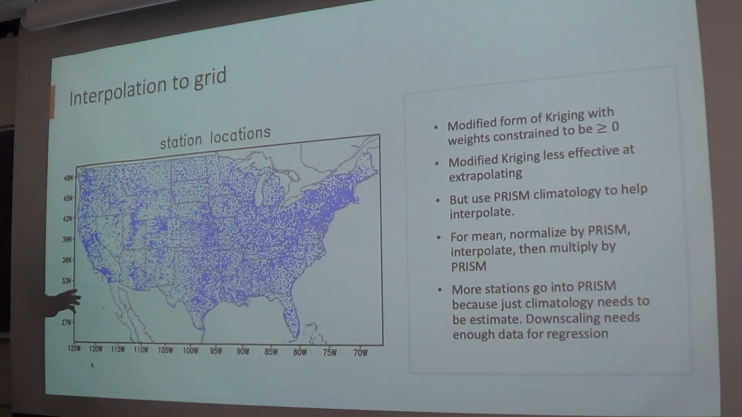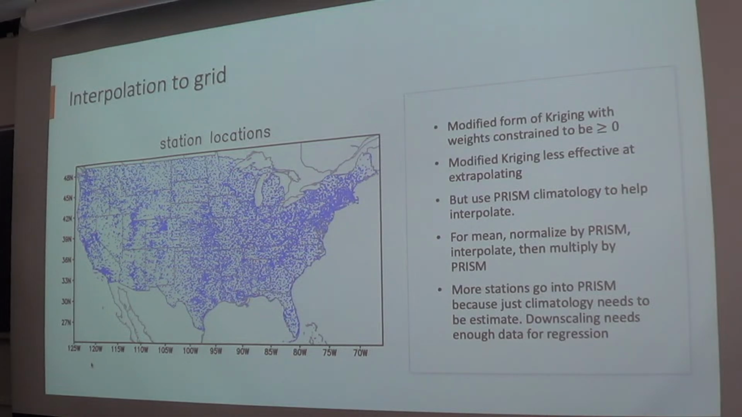There are many more stations in PRISM, and so we use that to extrapolate, where essentially we're interpolating the fraction of the climatology at a given day, and then we can bump that up based on what the PRISM is at a grid point that's away from the station. It's just based on how the PRISM climatology bumps up as it goes away from the station.